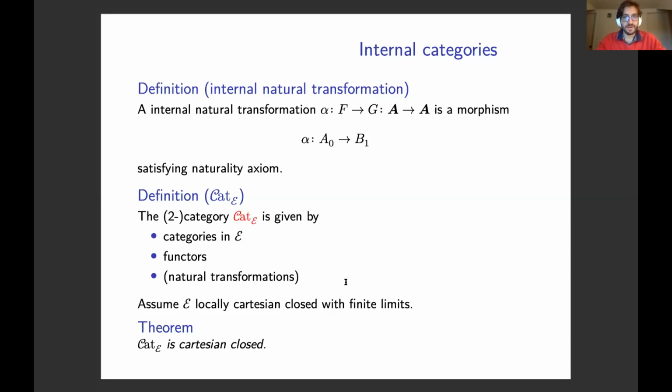So with all this data, we get a 2-category of internal categories in E, given by the internal categories, their functors, and natural transformations between them. If the ambient category furthermore is locally Cartesian closed, then the category of internal categories is Cartesian closed. So this shows that we get a nice theory of internal categories.